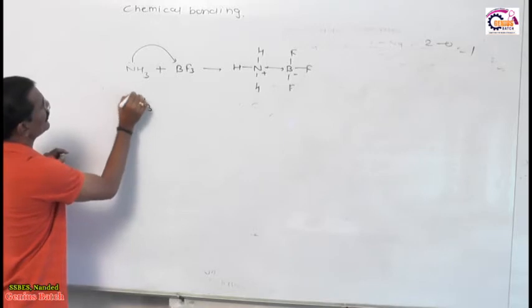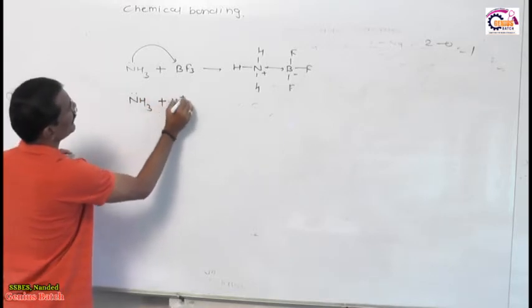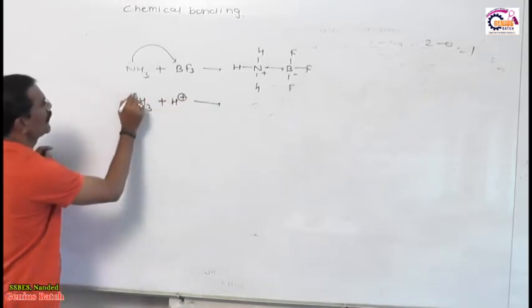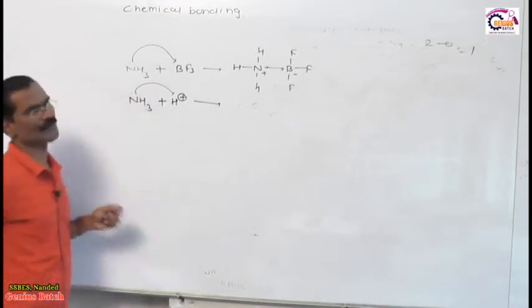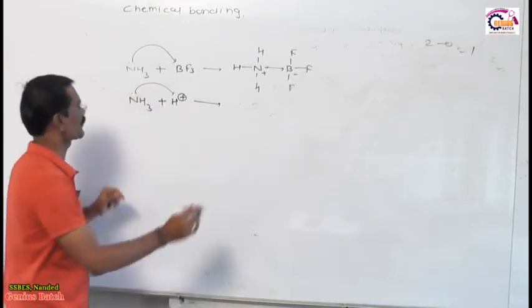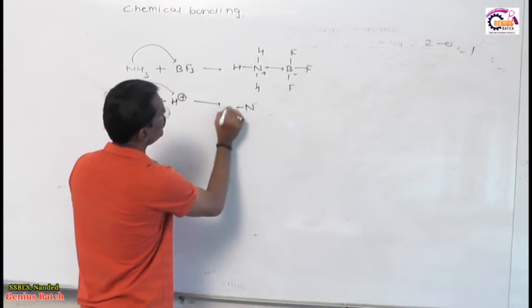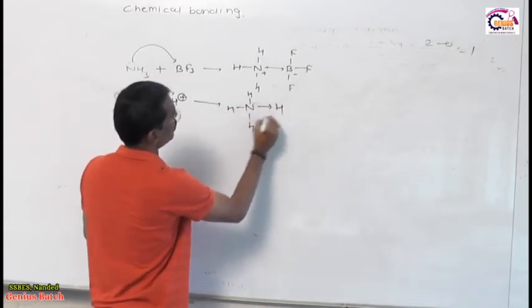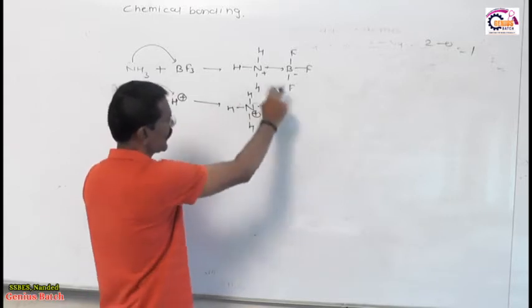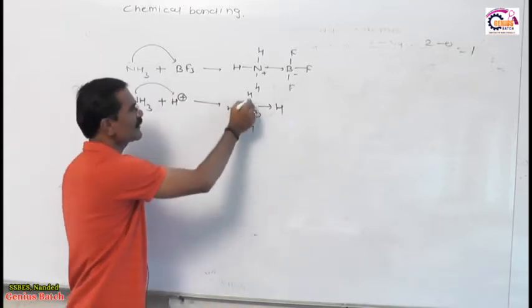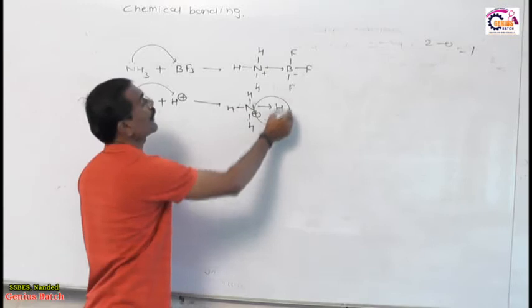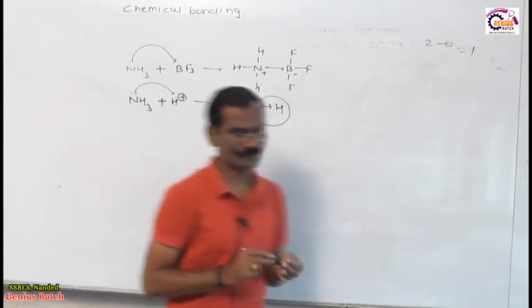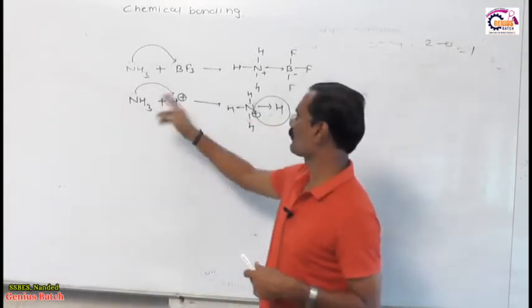Suppose for example, dear student, I will explain another example. Suppose I have this ammonia molecule, and if I add H plus to the ammonia, obviously both electrons of nitrogen transfer toward the H plus. Now it gives this ammonium ion. My friends, what is the difference in this ammonium ion? These three bonds are covalent, but this bond is a coordinate bond. Why is this bond coordinate? Because we transferred both electrons from the nitrogen atom.